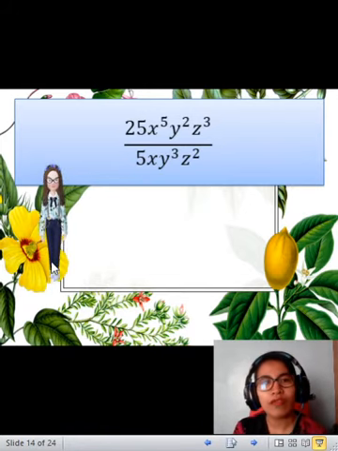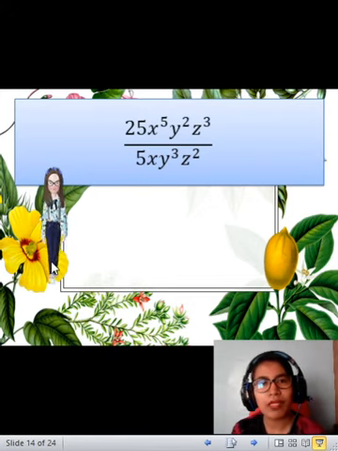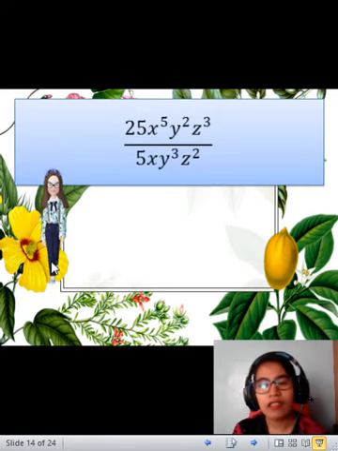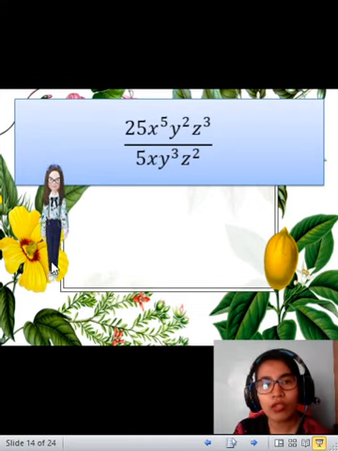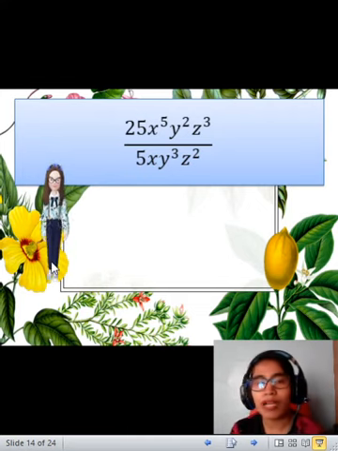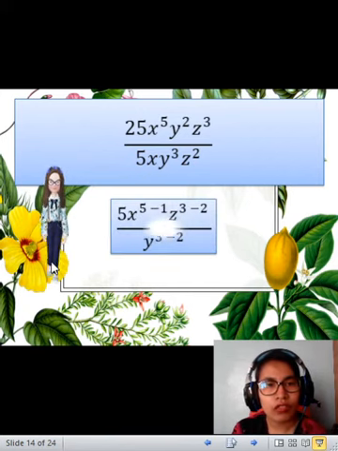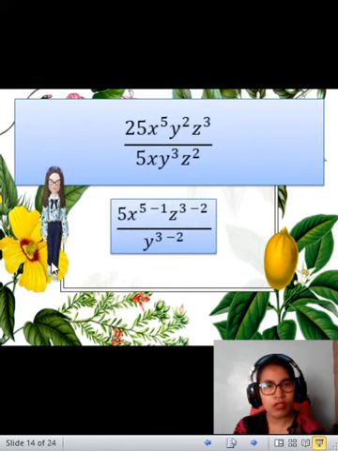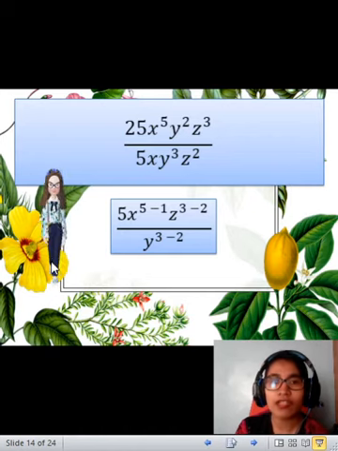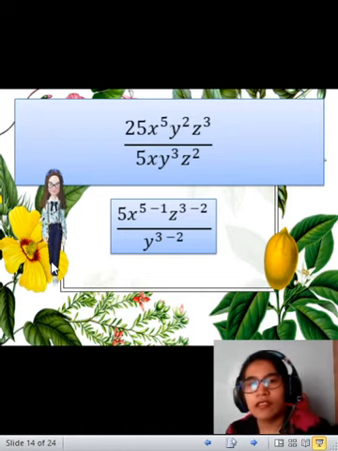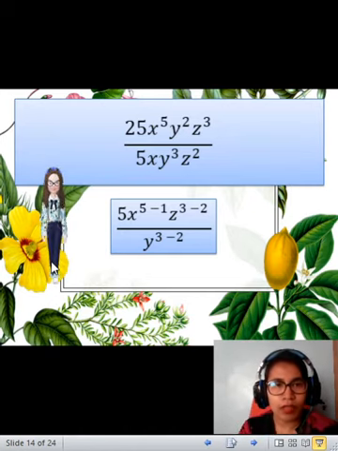So let us divide first our 25 and 5. So 25 divided by 5 will give us 5. Then x to the 5th divided by x. Then we have y squared divided by y cubed and z cubed divided by z squared. So that's how it looks. You will just subtract those that are with the same base.